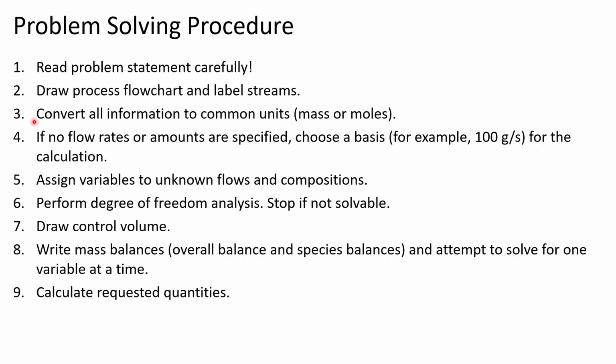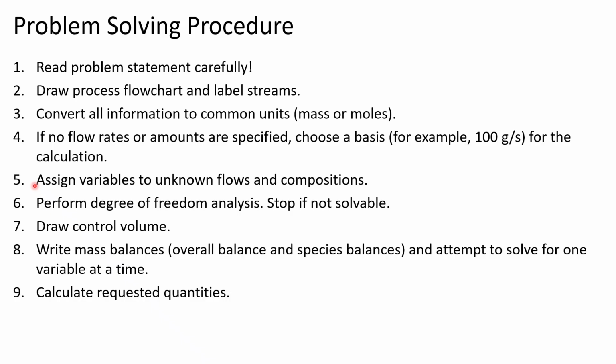Third, we need to convert all information to a common set of units. These will either be mass units or mole units, since we're applying our conservation of mass equation. Fourth, we should review our process flow diagram and look at all the streams and see if there is at least one flow rate or amount specified. If there are no flows or amounts specified, then we're free to choose a basis for our calculation. Typically, this is a uniform number like 1, 10, 100, with the units that are appropriate for the problem. So for example, you might say the basis is 100 grams per second, a mass flow rate.